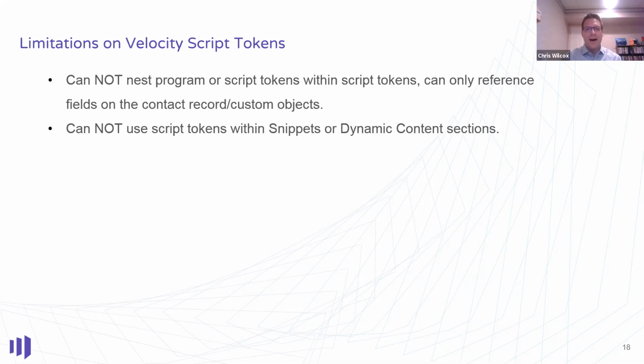So if you think about it, if you put a script token within dynamic content, it's when does it show and then when should it run? And just from a processing standpoint, it can get pretty intense pretty quickly if you start combining these things. So you're not able to do that in Marketo today.